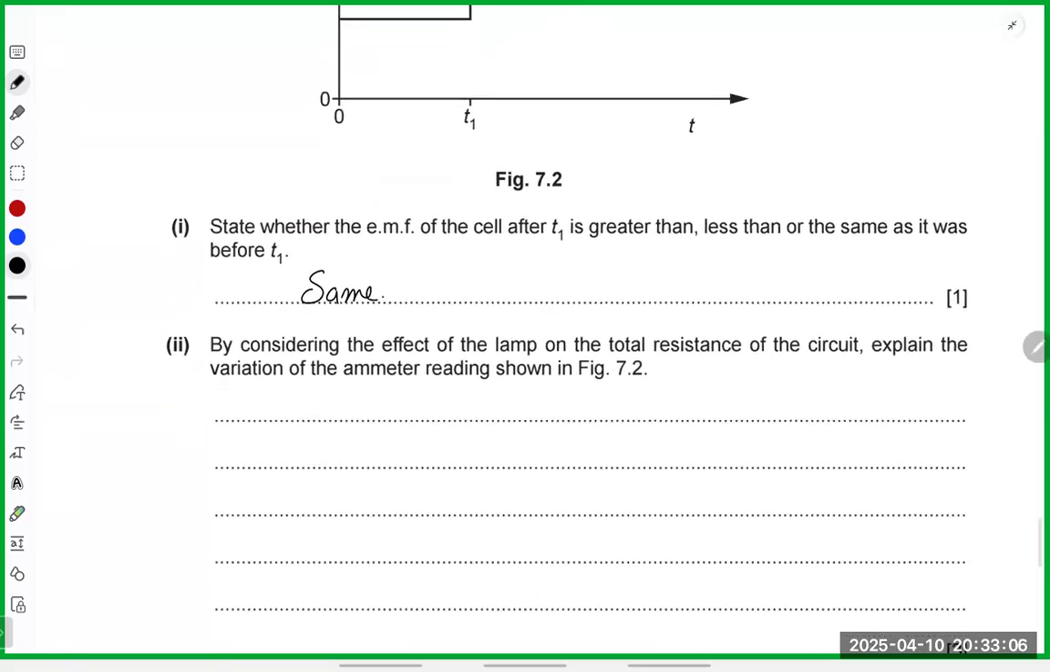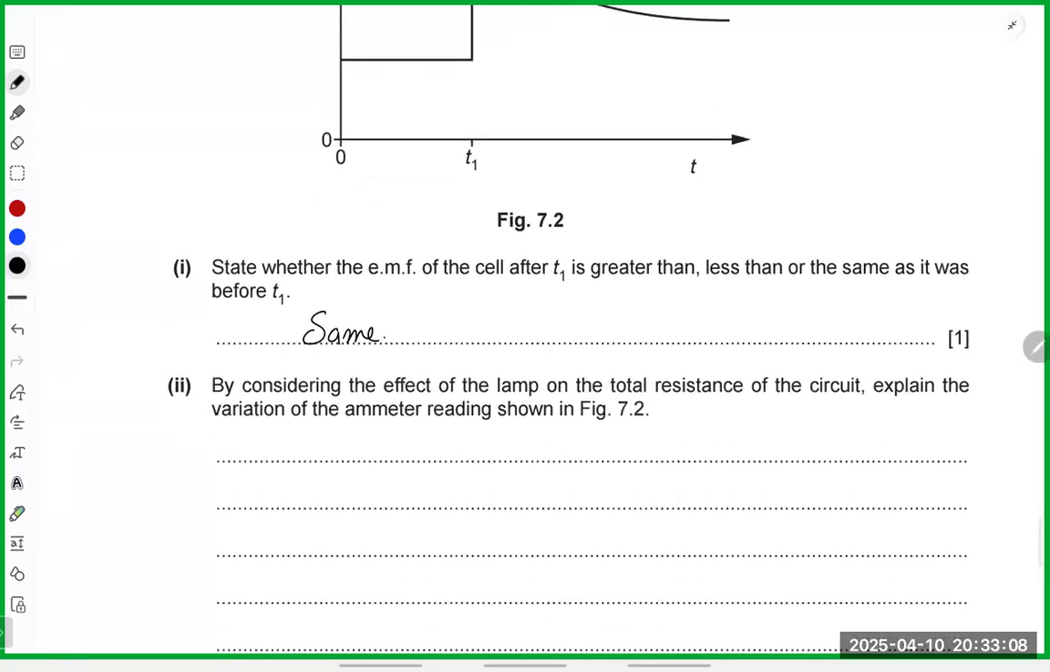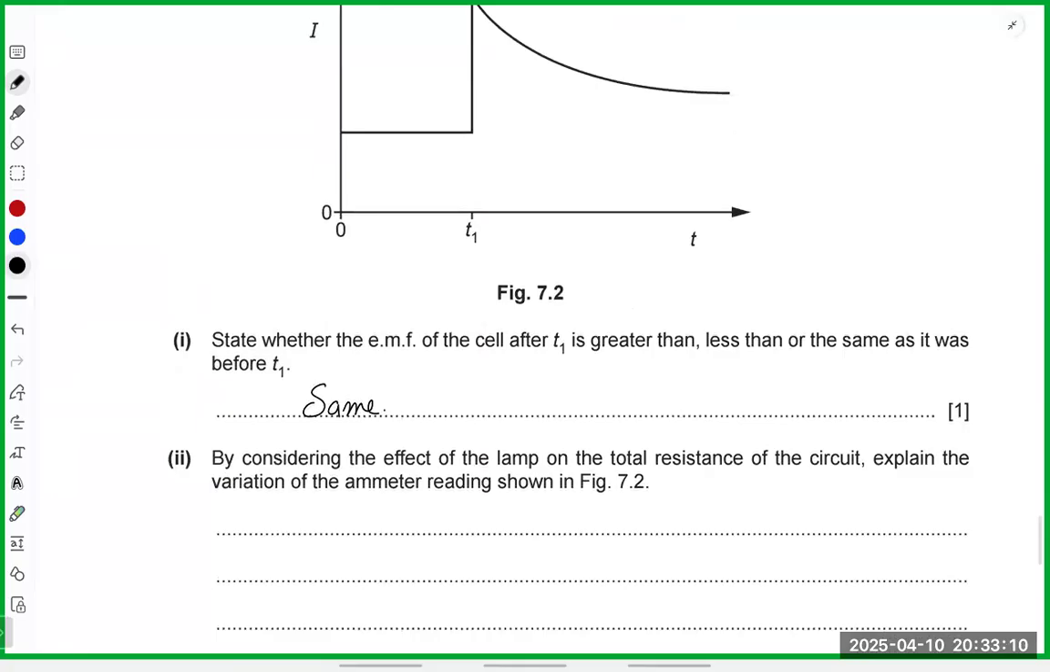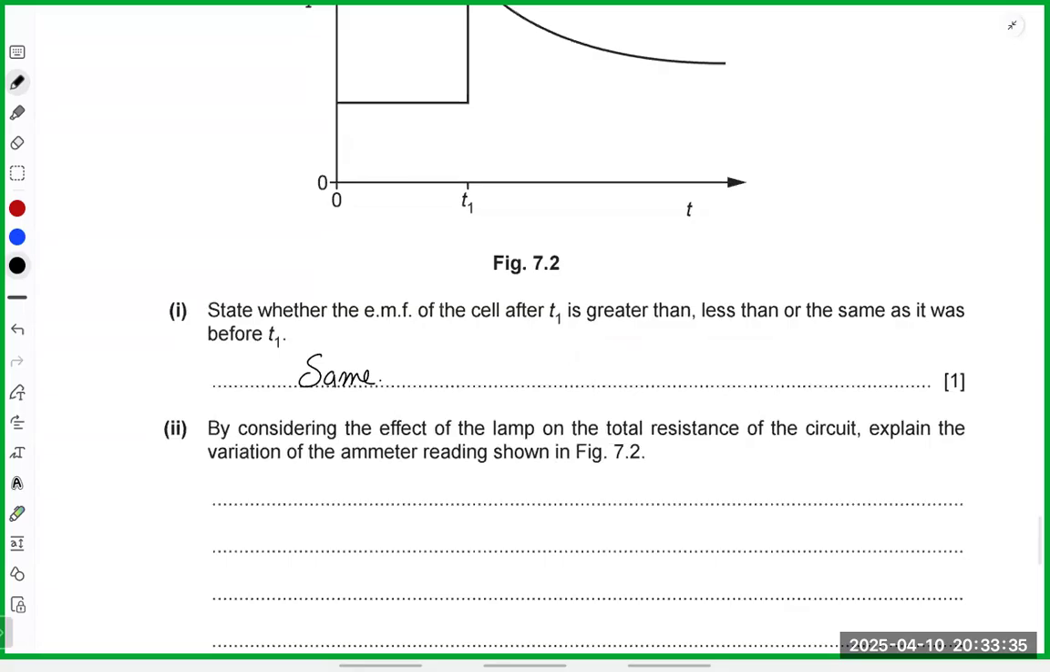So there is a constant current before that. When we turn on the lamp, the resistance of the circuit decreases a lot. When the lamp is turned on, its temperature will increase. This will cause the resistance of the lamp to increase. When the resistance of the lamp increases, the total current will decrease because the current through the lamp is decreasing.